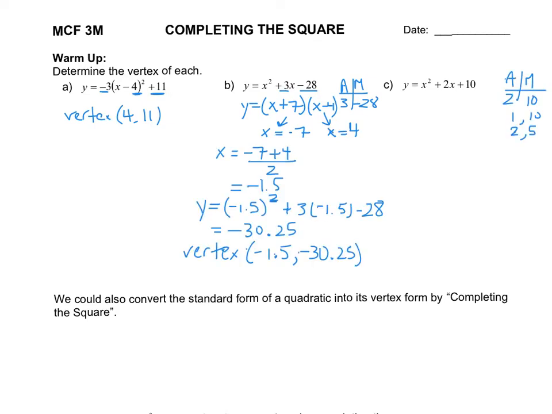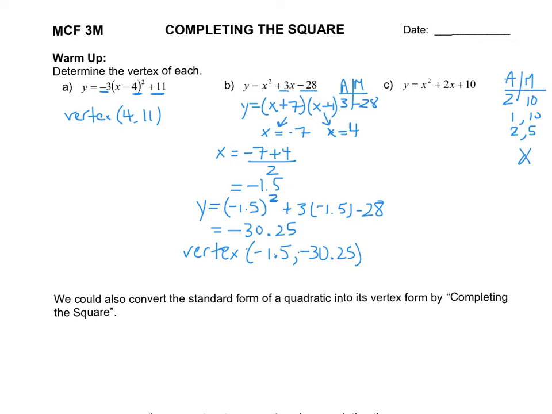Okay, so I figured out that the vertex is going to be at negative 1.5 and negative 30.25 as the y-coordinate. All right. Moving to the last example here, I'd be looking for two numbers that are going to add to 2 and multiply to 10. My two possible combinations are 1 and 10 and 2 and 5, but unfortunately, they add to 11 and 7 and not to the positive 2. So this one is a case where we can't use this factoring process to come up with the vertex form. We need an alternate way of doing that.